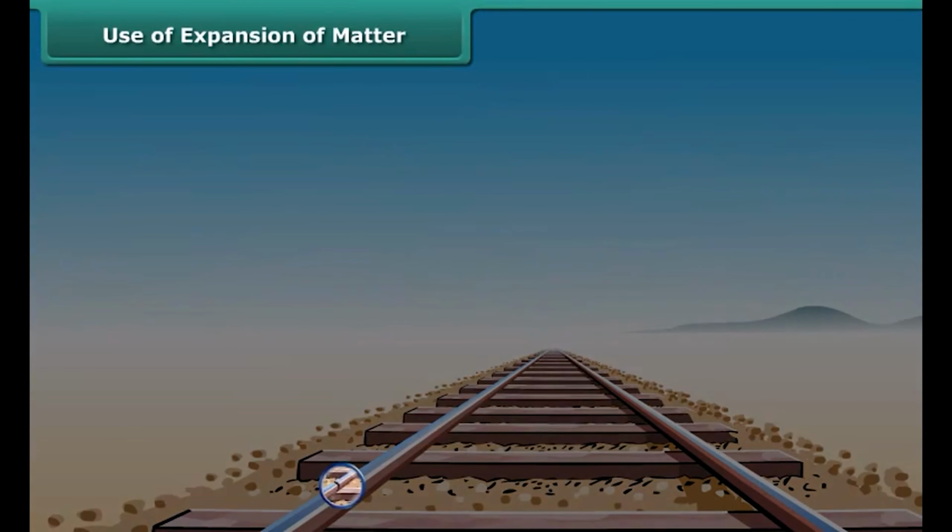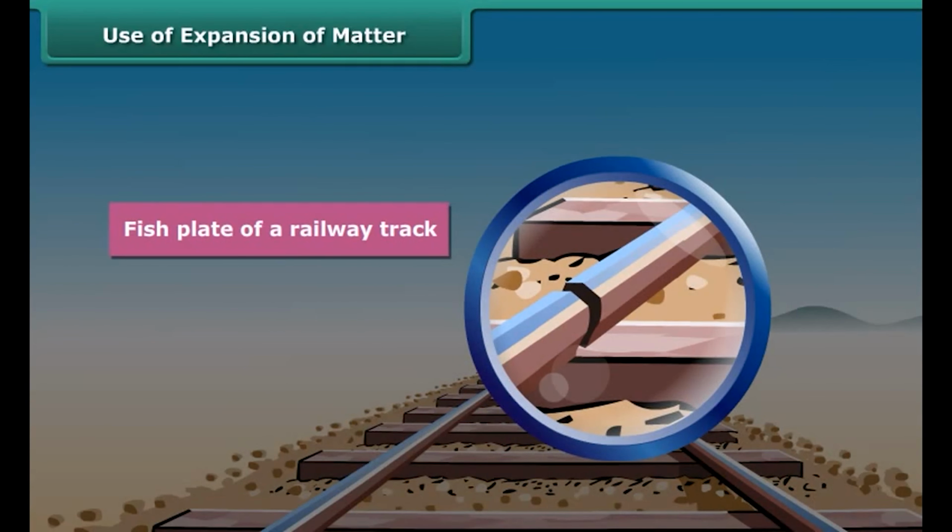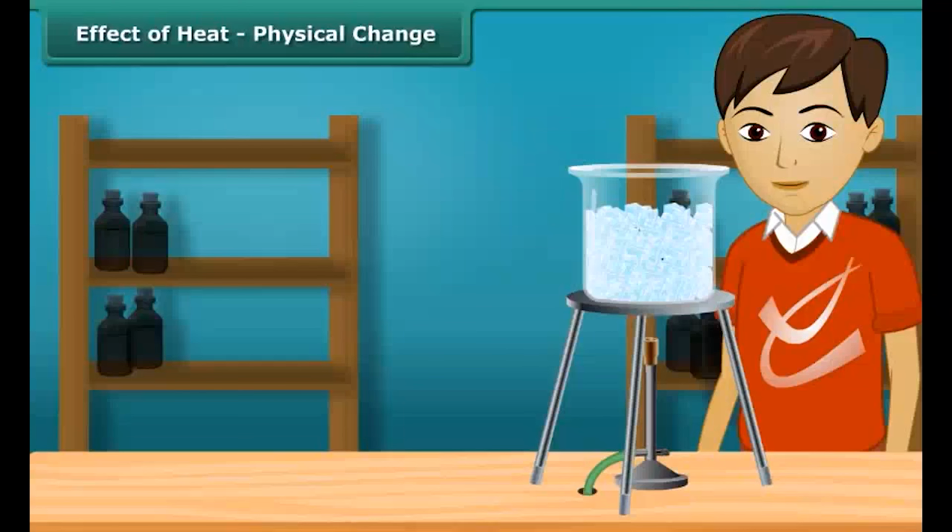A small gap is left between the rails of a railway track, where the two rails are joined with the help of a fish plate. The gap is left to allow space for the expansion of rails in summer. Let us now look at how heat affects the change in state. On heating, a solid changes to liquid and a liquid changes to gas.